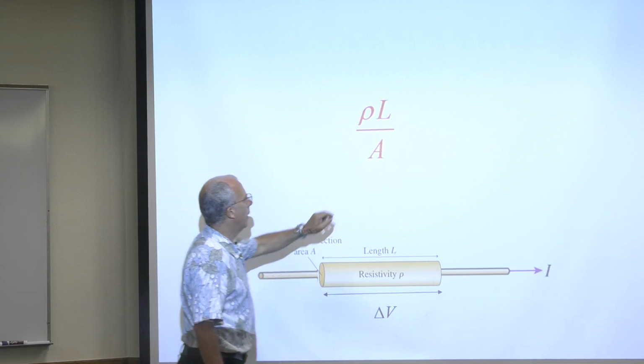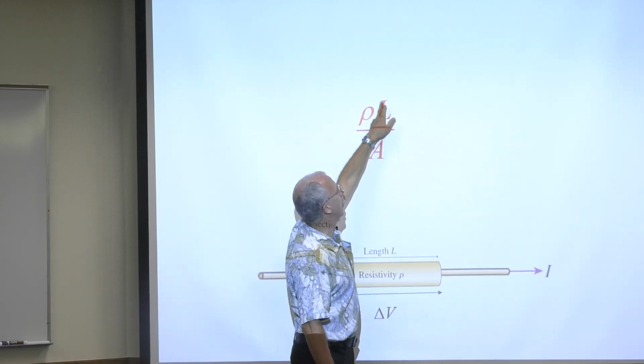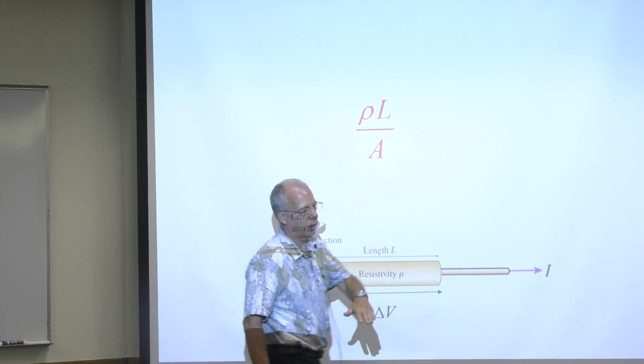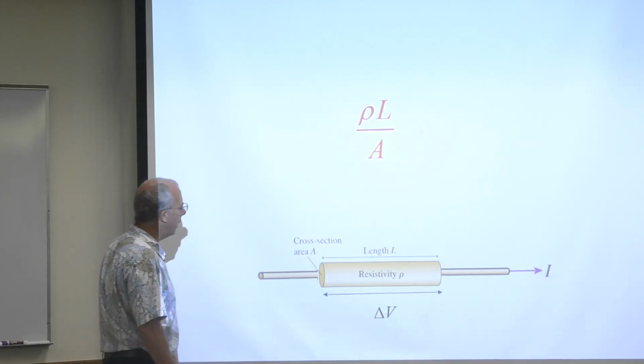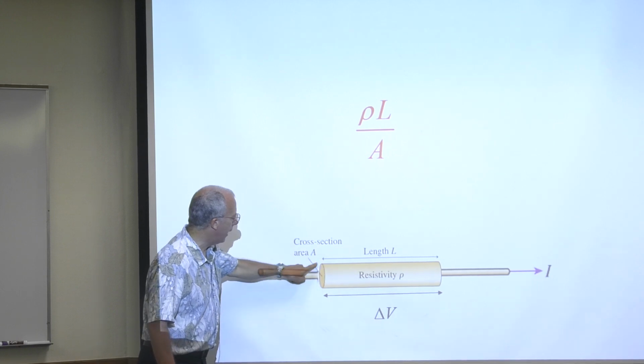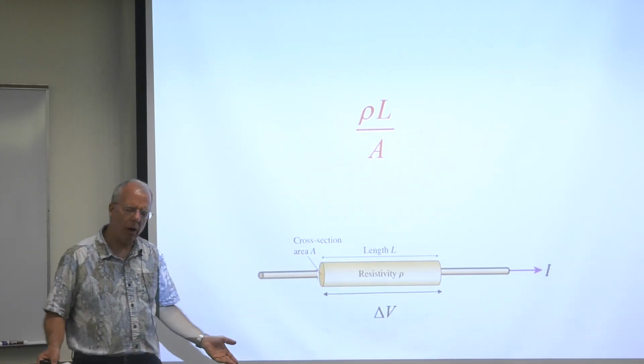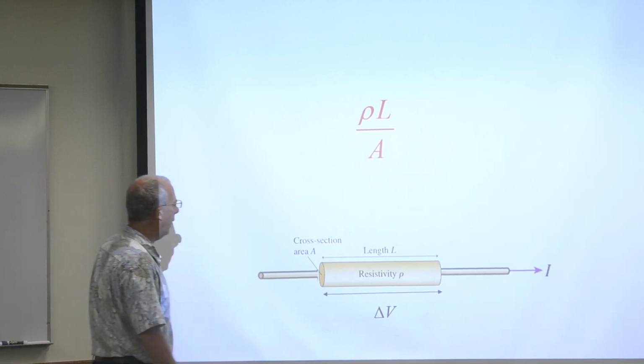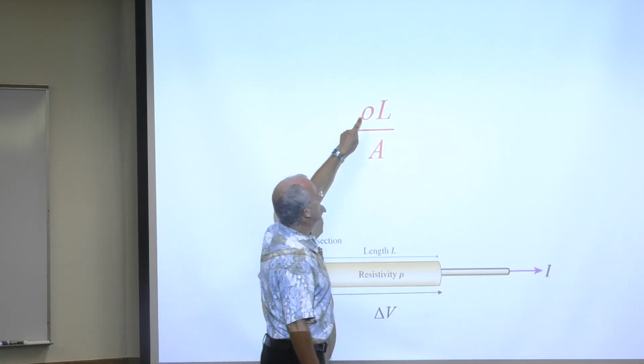So if we have a really, really long L, it's going to be harder and harder to get those electrons through it. On the other hand, what if we have a really big A? Is it going to make it easier or harder for the electrons to plow through? Well, easier, right? Okay, so this is what we're stuck with.